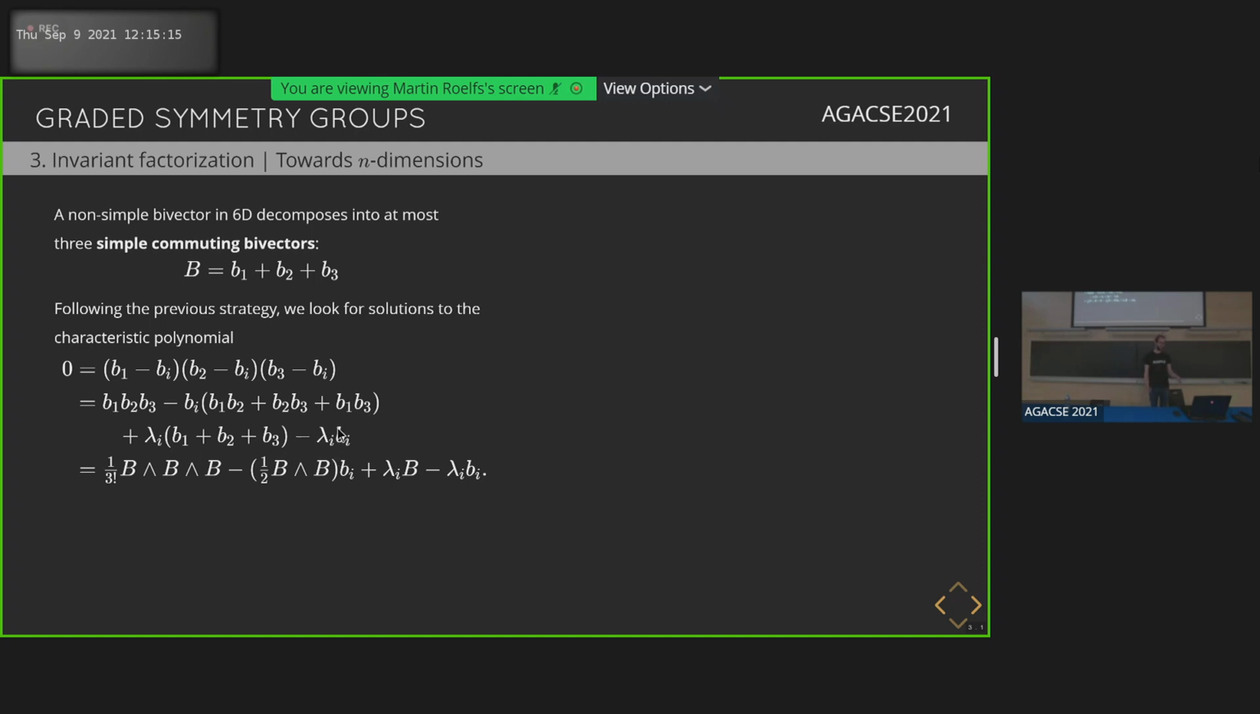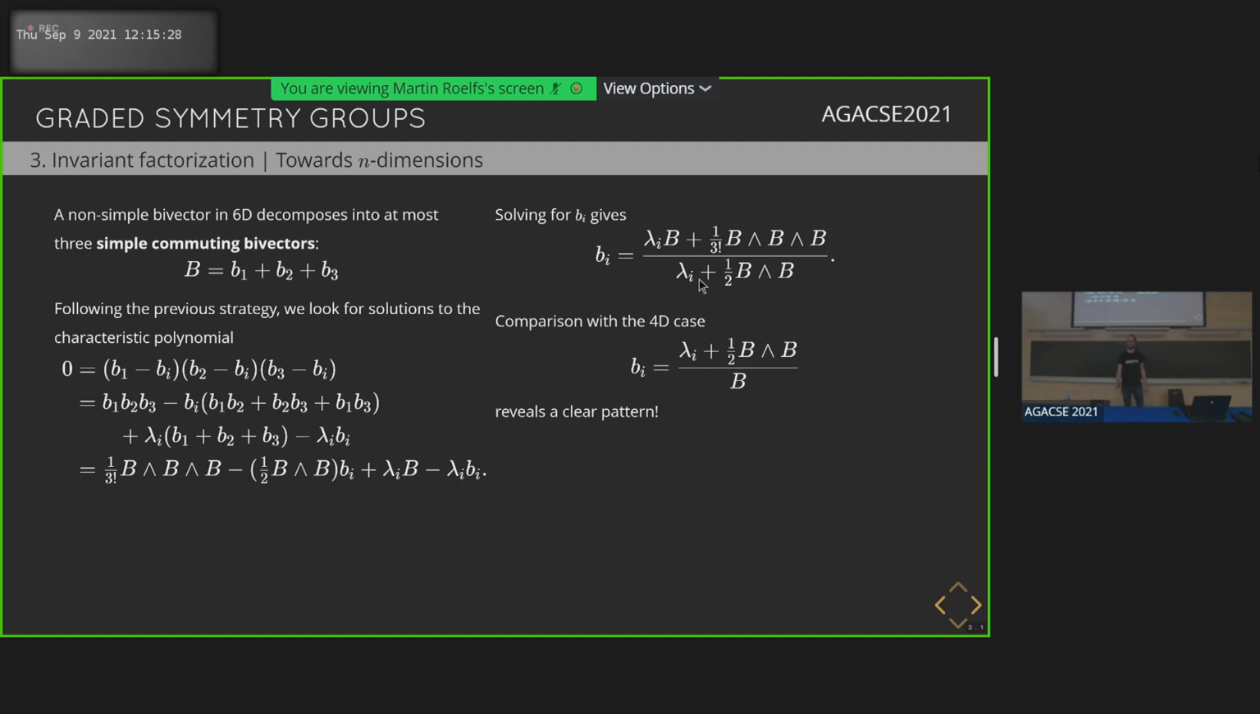And now I can solve again for Bi. So I get this expression in 6D. It has a very similar structure to the previous one. So in 6D, what changes is I just get this extra term, B wedge B wedge B divided by 3 factorial, and also a lambda appears here. But other than that, the structure is very similar.